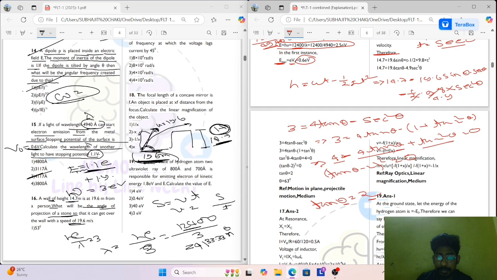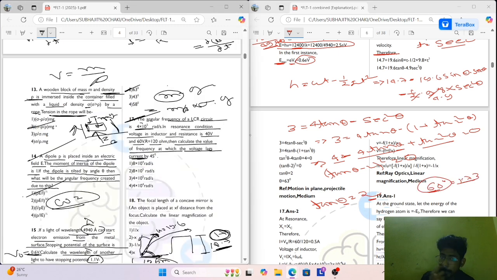17. The angular frequency of an LCR circuit, omega, is given. At resonance condition, the voltages of inductor and resistance are 40 volt and 60 volt, and R is equal to 120. Calculate the value of frequency at which the voltage lags current by 45 degree. Simple formula, cos phi equals R divided by root over R square plus XL minus XC whole square. So convert all of this into voltage, right?